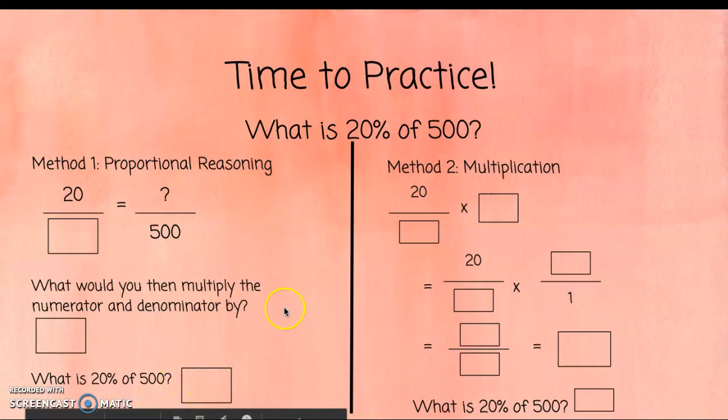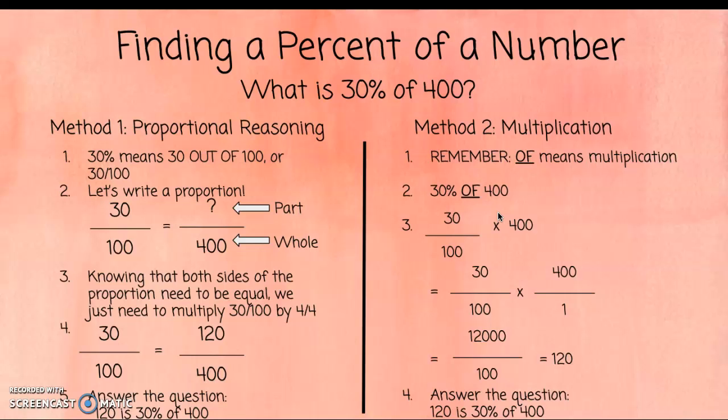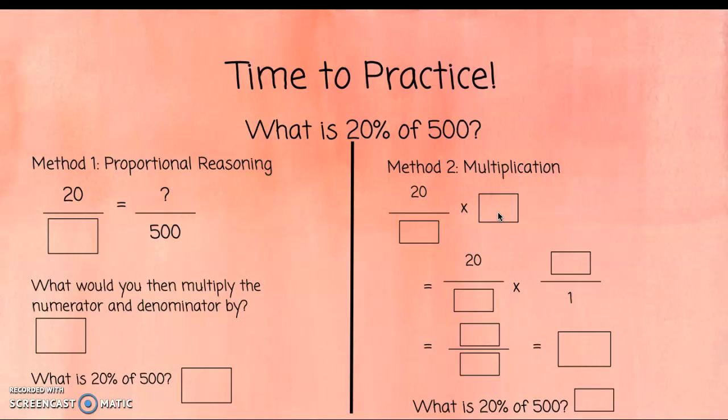All right. Over here, multiplication, method 2, 20 over something times what? Remember, of means multiplication. Use this slide as your resource. It gives it to you step by step exactly what to do. Fill in all of these boxes. 20 over whatever number you had here times something over 1 equals 20 times whatever number you have here is going to go there. Whatever you have here times 1 is going to go there. And when you simplify, this is going to be your number. What is 20% of 500? And you're going to write your answer there.